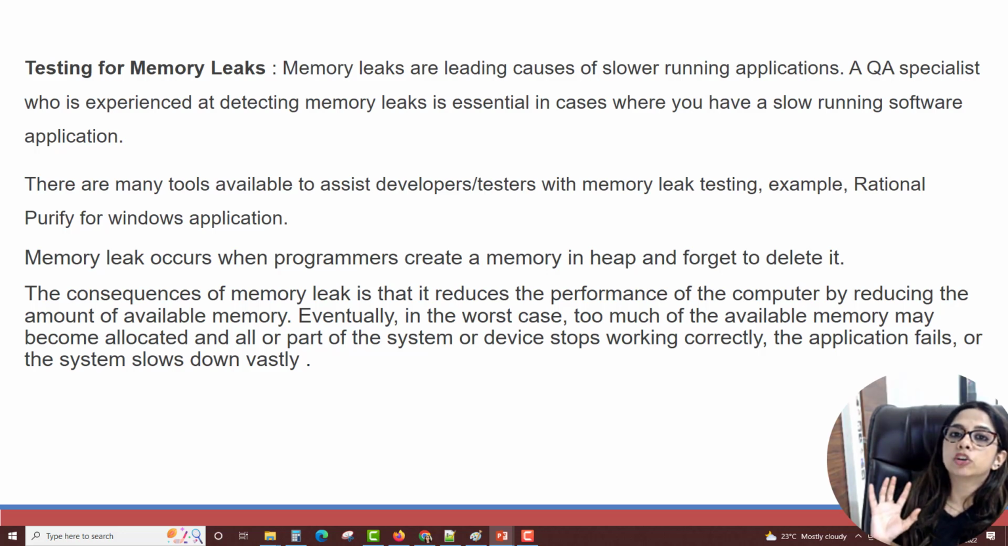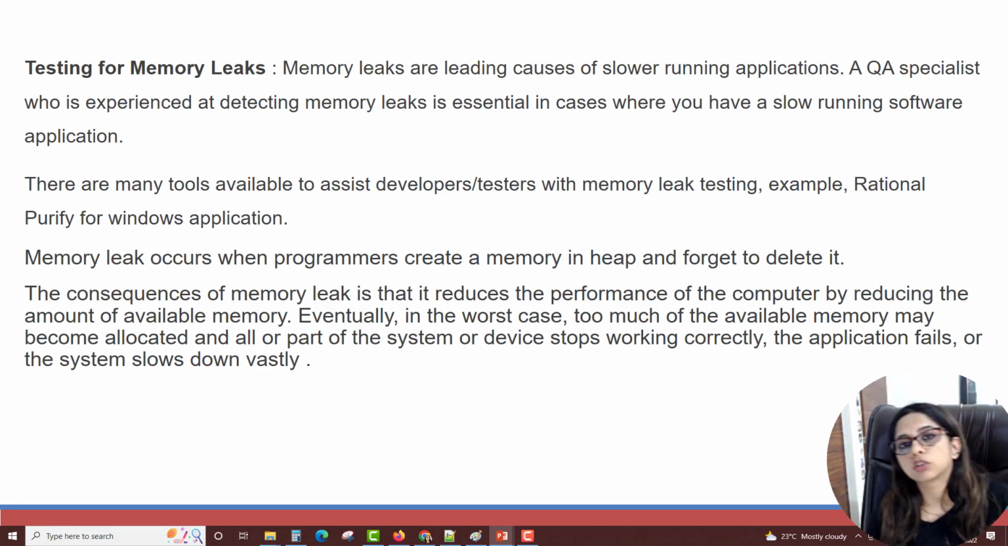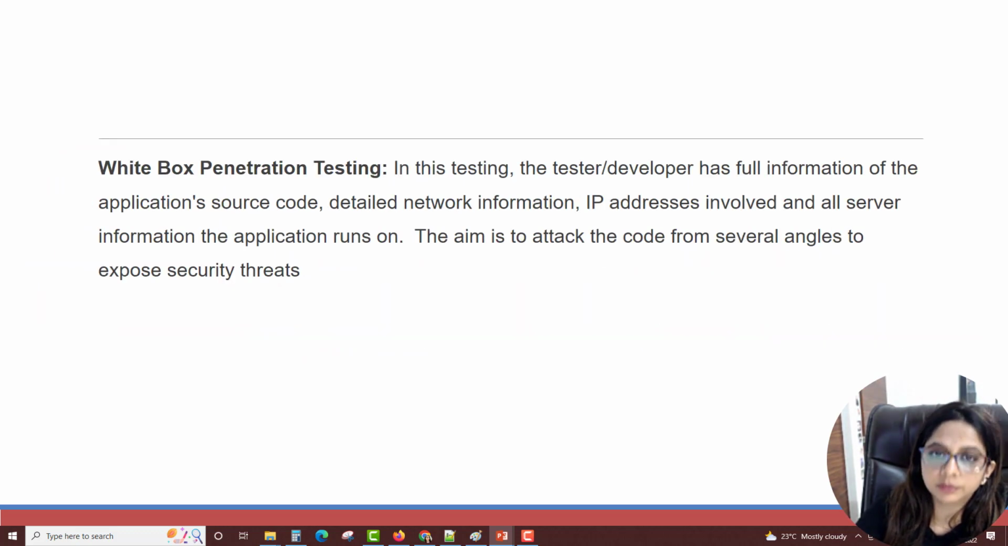So finding memory leaks and removing those leaks from the system is also a task which a white box tester does. It's very important that whatever memory we have allocated as programmers, we should be able to release it, so the memory should not be blocked. Memory leakage is yet another concept which is tested by a white box tester.